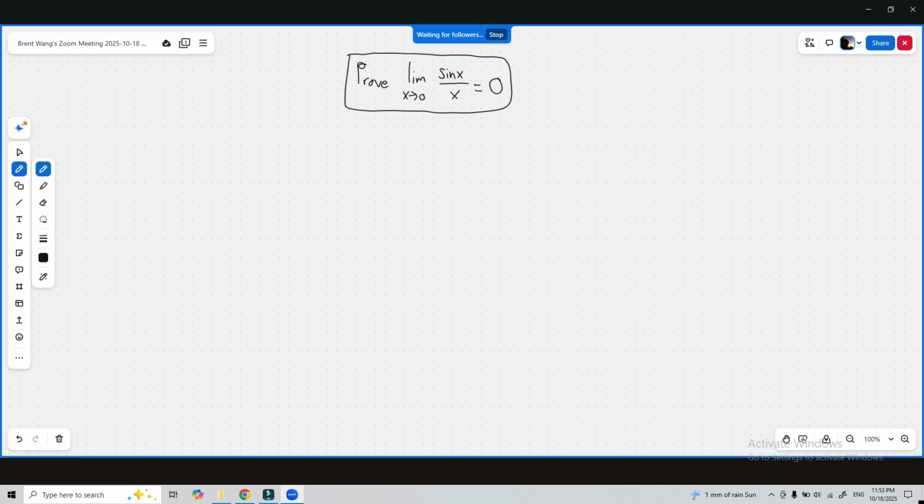Alright, let's do some math, because I'm bored. Let's prove that the limit as x goes to 0 of sine x over x is equal to 1, and let's not do it in 1, 2, but 7 different ways.